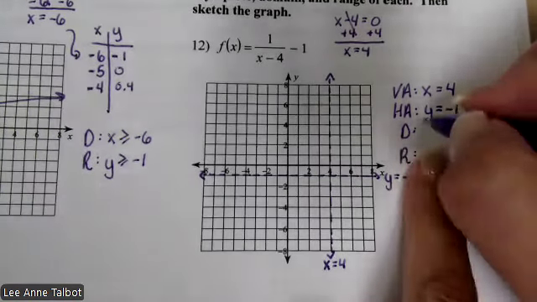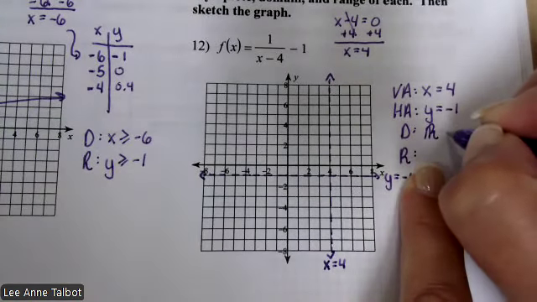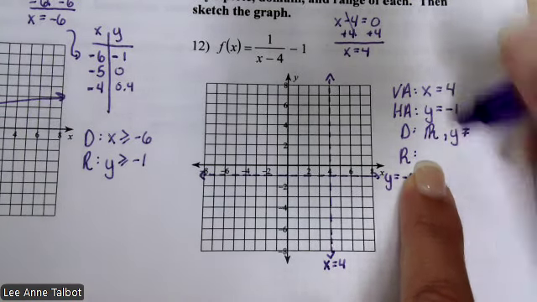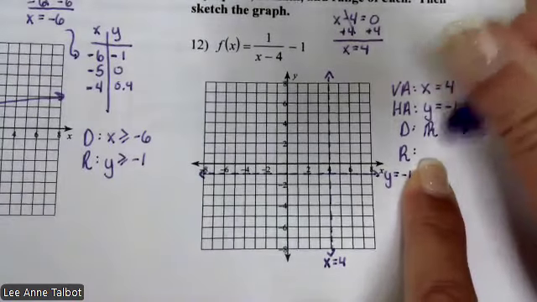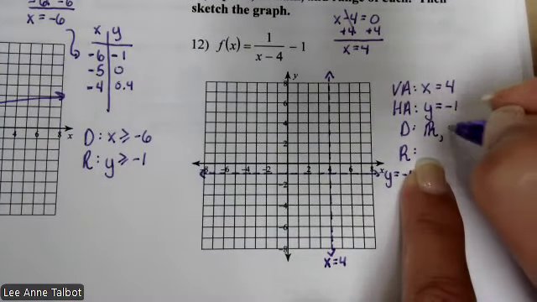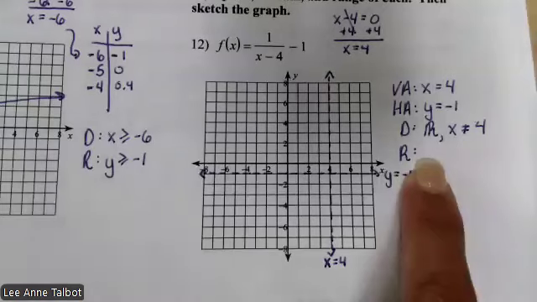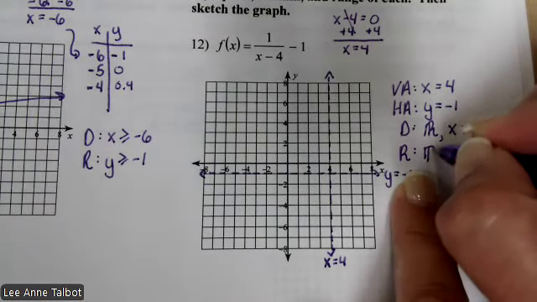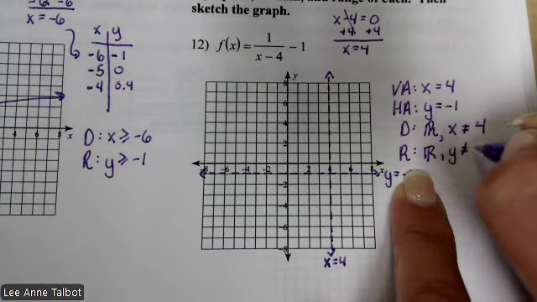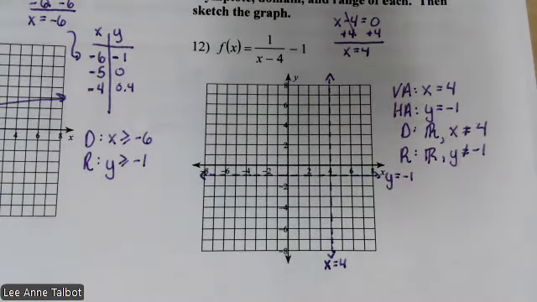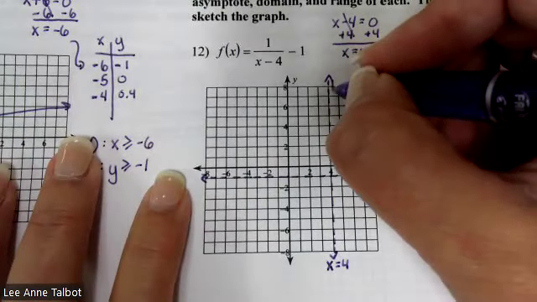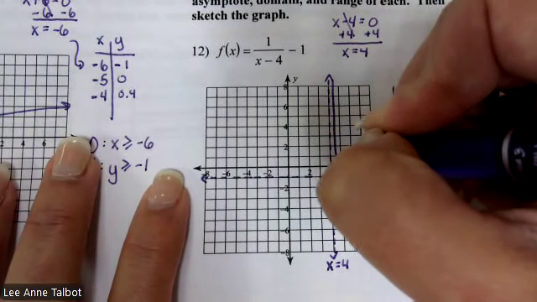Okay, so now the domain is all real numbers except y does not equal x, sorry. Domain x does not equal 4 because it makes the jump at 4. And the range is all real numbers except y does not equal -1 because it makes the jump at -1. You see how these are the same numbers? Okay, and then you just come in and you just make your hyperbola swoops.